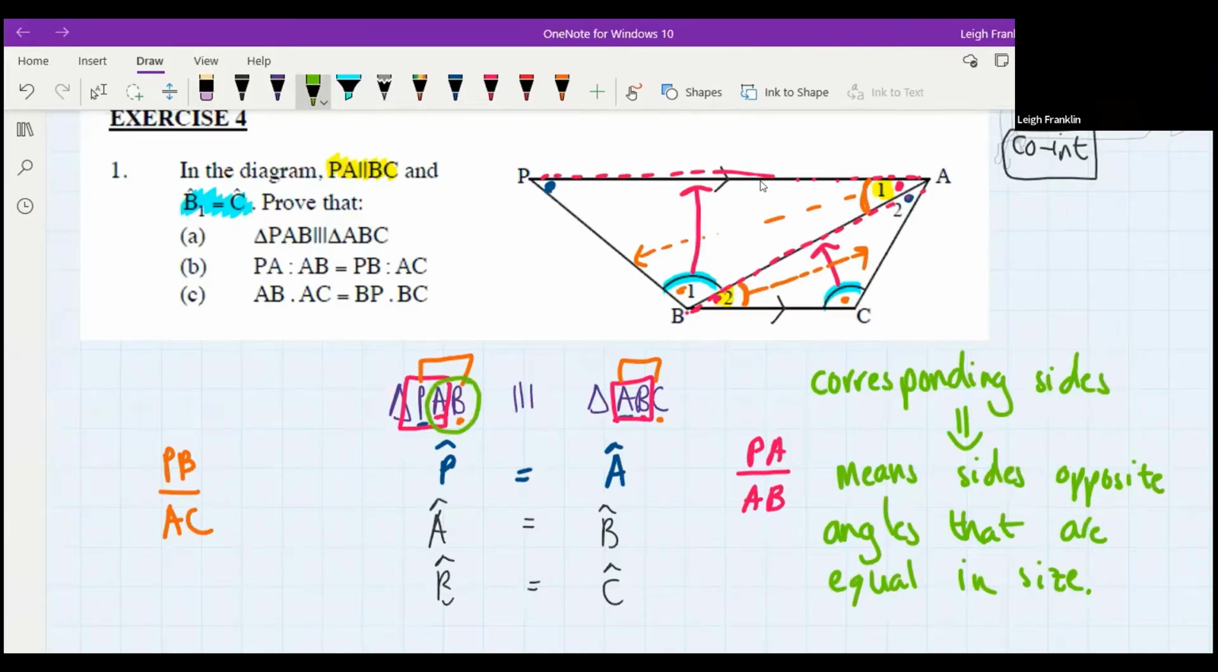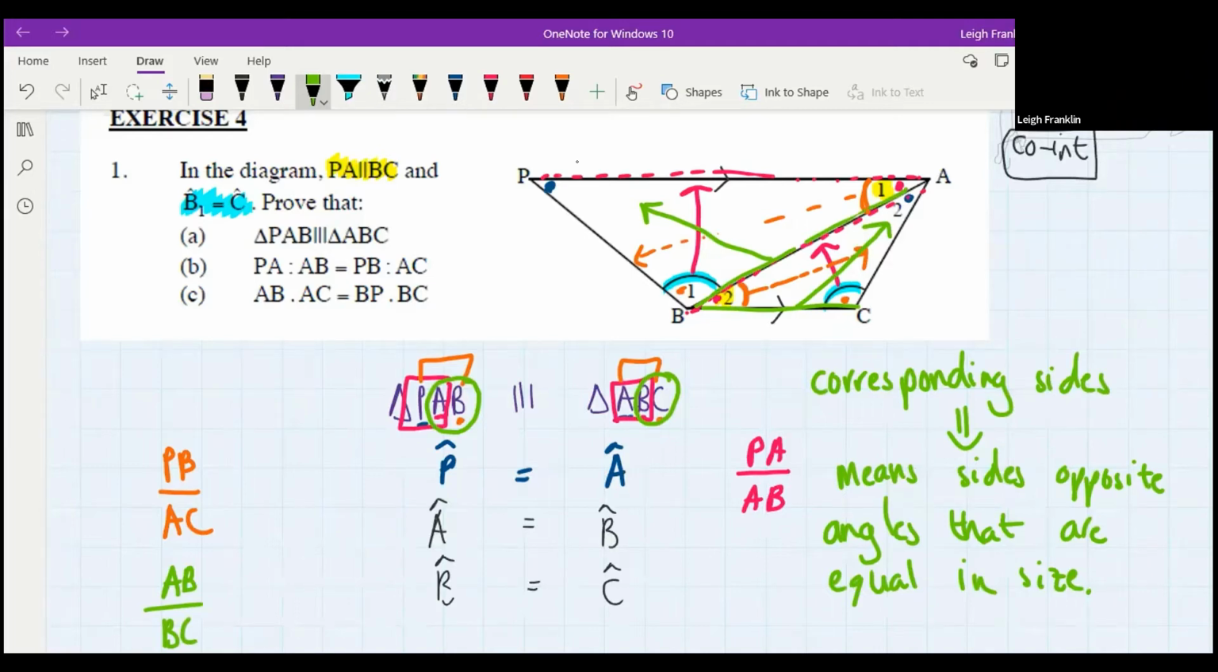And side AB and side BC are also corresponding. AB corresponds with BC. So AB is this side over here. It's opposite angle P. And side BC is over here, and it's opposite angle A. And angle A2 and angle P are equal to one another. So that's why sides correspond, when they are opposite angles of the same size.